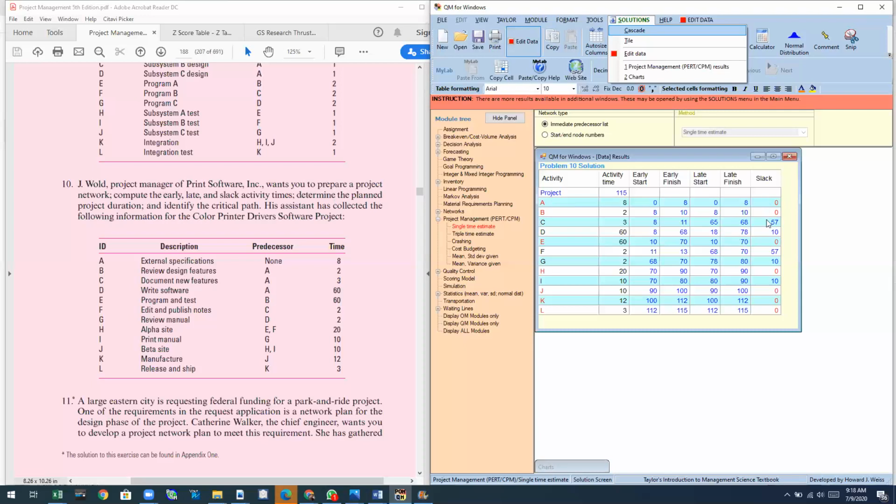Here are the slack values. Slack is the difference between the early start and late start. For example, for activity C, early start is 8, late start is 65, so we have 57 slack days, meaning activity C can be delayed for 57 days at the latest so that the project will not be delayed.